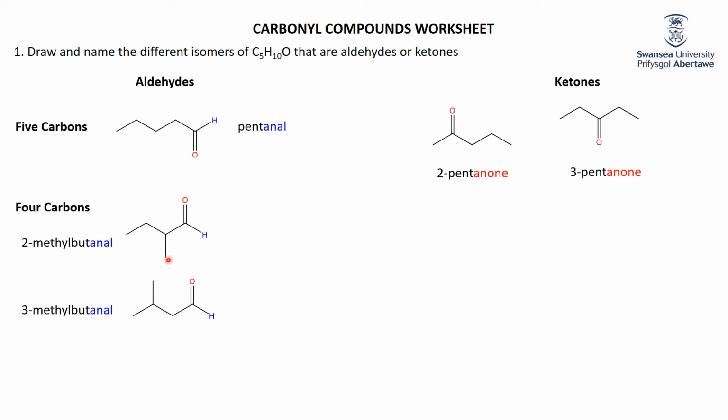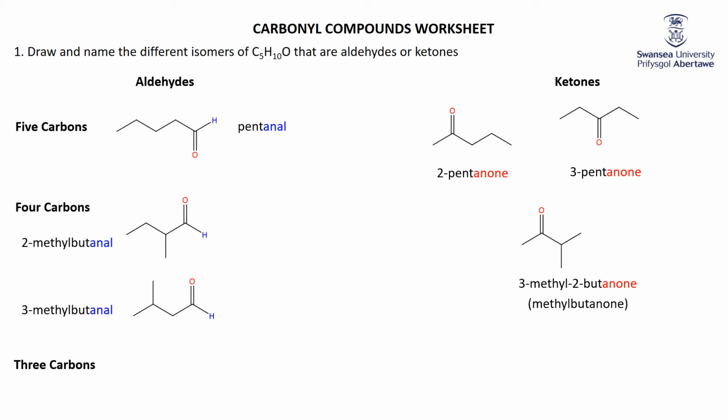We've got to have a methyl group off one of the middle carbons, and we've got to have the carbonyl group off one of the methyl carbons. So there's only one way to do that. Carbonyl group takes priority over the methyl group, so 3-methyl-2-butanone, etc.